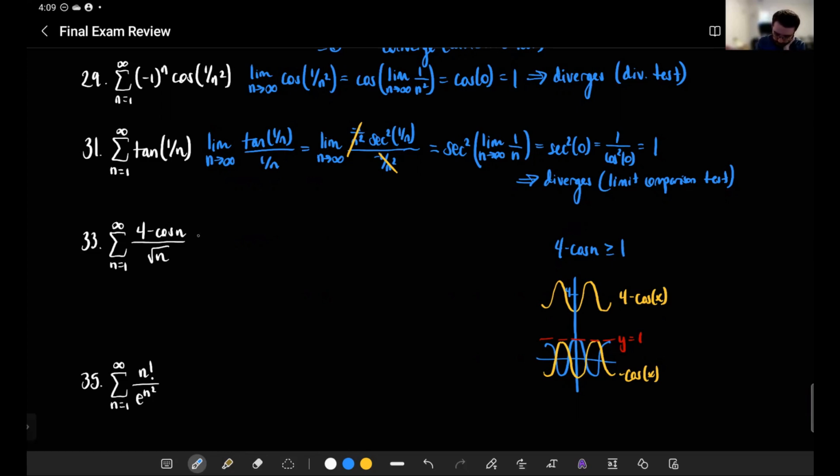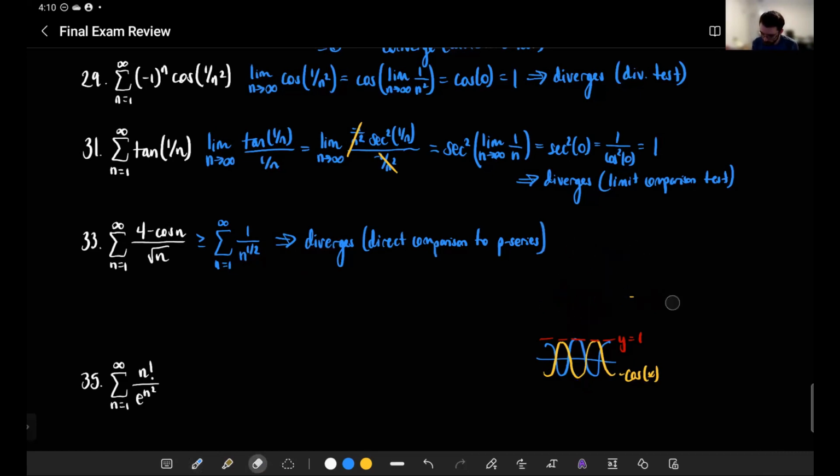And so this whole series is strictly bigger than the series where we just replace the numerator with 1. The denominator is n to the 1/2 power. And we know that that diverges by p-series, right? So we're bigger than a divergent series. That means we diverge, and I'll say this is by direct comparison to p-series, p-series with p less than or equal to 1. Okay.